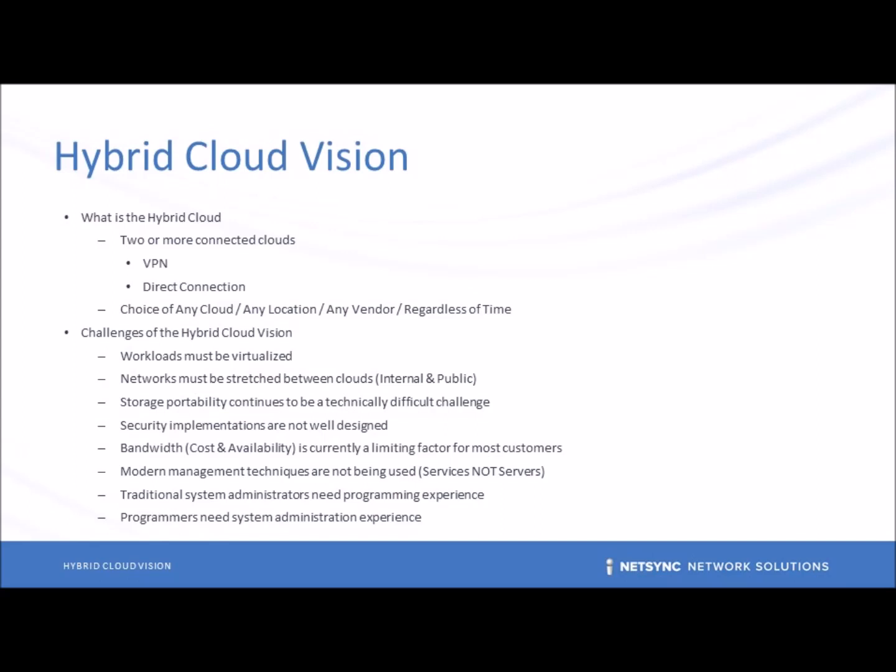Bandwidth, cost, and availability is currently a limiting factor for most customers. As we get further into this hybrid cloud vision, the need for high bandwidth, low latency connections on the order of 1 to 10 to sometimes 100 gigabits a second is becoming more and more prevalent. If you have that need, NetSync can help you. We have an entire group that works with that.